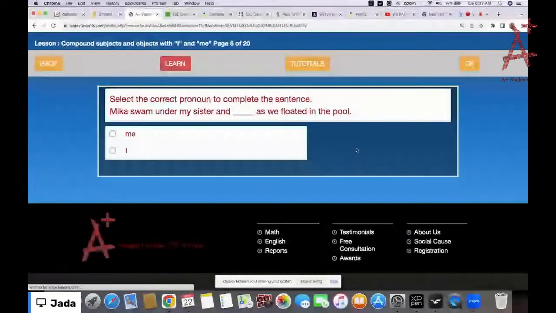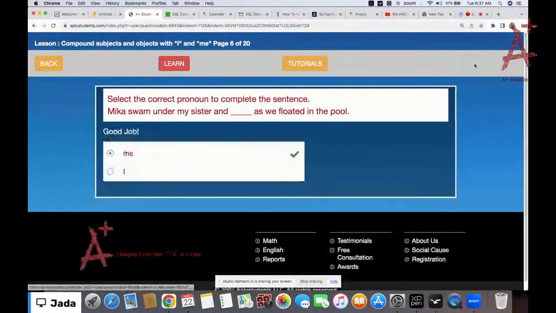Your answer is correct. So Mika swam under my sister and what? What was the answer here from the tutorials? What's it gonna be? So we have the word under here, so it's what position, right? So okay. Right, me, yes, thank you.